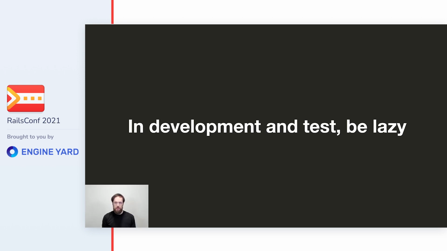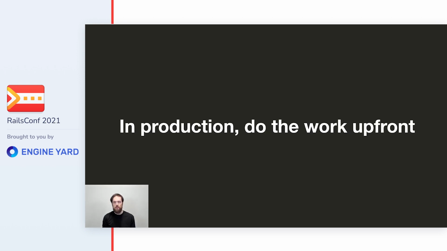This means we want to do as little as possible in development and test, mostly because we don't know why the app is going to be booted. It could be to do a checkout, to run a model test, or to open the Rails console, for example. Production is the complete opposite. We want to do as much work as possible up front to optimize for our users and for our infrastructure. Typically, our app will only be booted to handle web requests and perform jobs in production.